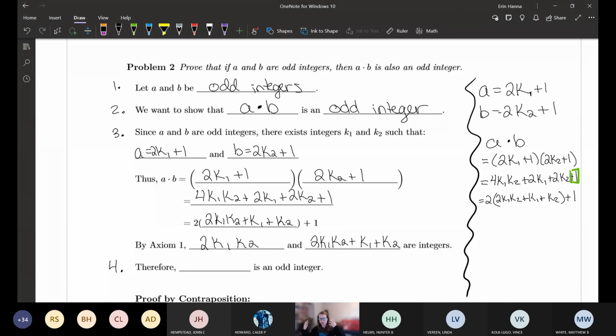So essentially, you always need to reiterate to them the fact that the pieces of the thing inside of the parentheses are integers by axiom 1. So therefore, a times b is an integer.